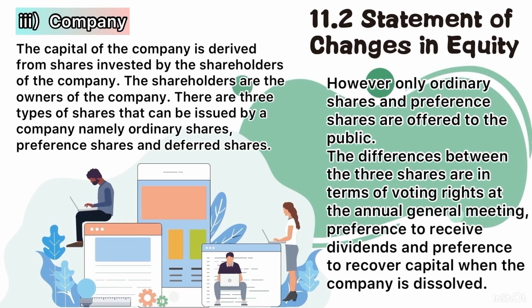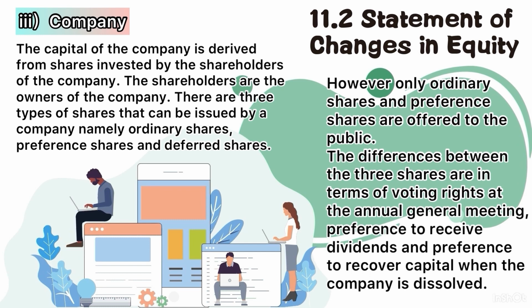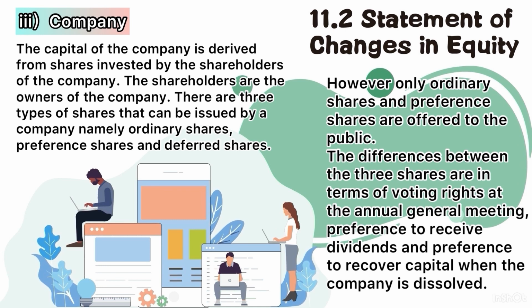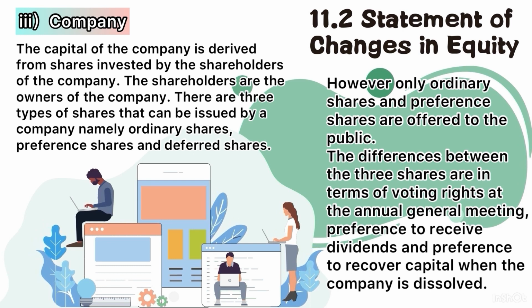Third, company. The capital of the company is derived from shares invested by the shareholders of the company. The shareholders are the owners of the company. There are three types of shares that can be issued by a company, namely ordinary shares, preference shares and deferred shares. However, only ordinary shares and preference shares are offered to the public. The differences between the three shares are in terms of voting rights at the annual general meeting, preference to receive dividends and preference to recover capital when the company is dissolved.